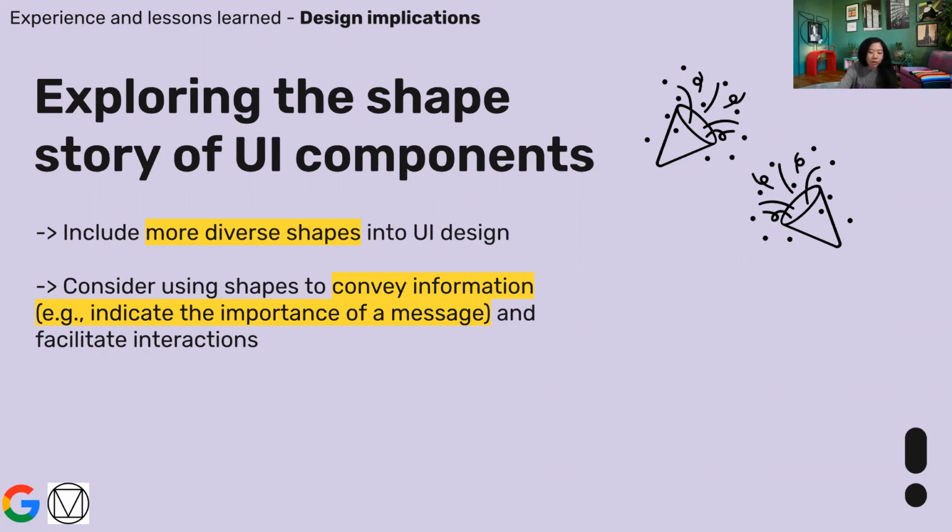Using diverse shapes does not only mean to be more stylish or express branding. It also means that we may smartly use different shapes to indicate the importance of a message so that users could determine their attendance to the message by just glancing at the container shape. Future research would perform a comprehensive mapping between shapes and semantic meanings in the context of UI component design.